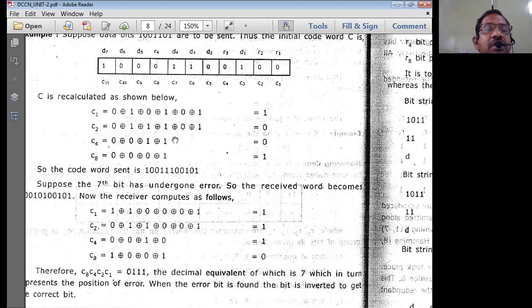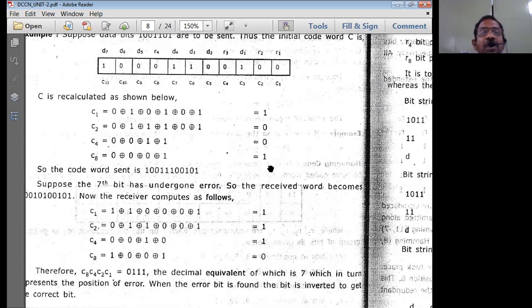Similarly, C2. C2 means what? Bits 2, 3: what is 2, what is 3? 0, 1. After 2, 3, 4, 5, you have to skip, and start from 6. So 6, 7 is 1, 1. After 6, 7, skip 8 and 9. Then 10, 11 is 0, 1, which I put here. Now, XOR operation: 0 XOR 1 is 1. 1 XOR 1 is 0. 0 XOR 1 is 1. 1 XOR 0 is 1. 1 XOR 1 is 0. So like this, C4 and C8 we can represent.